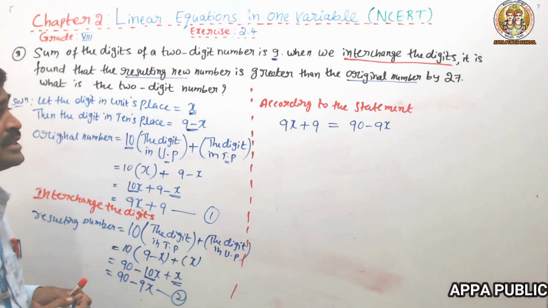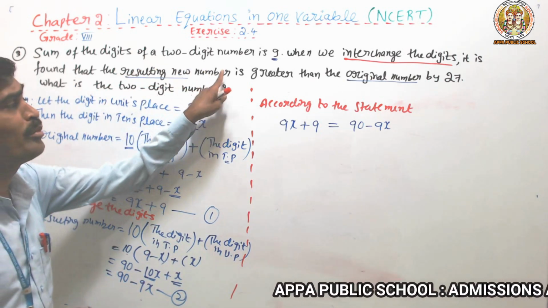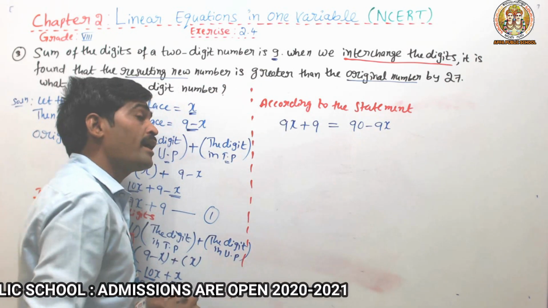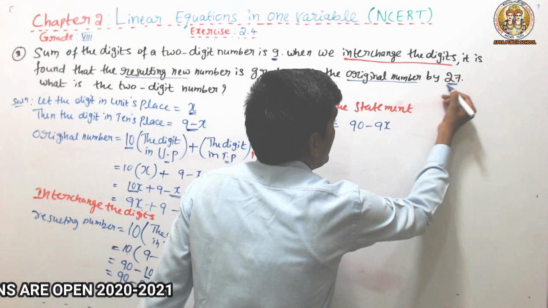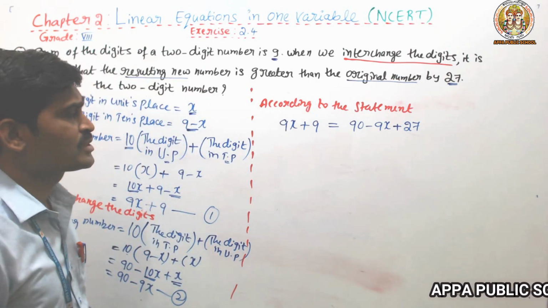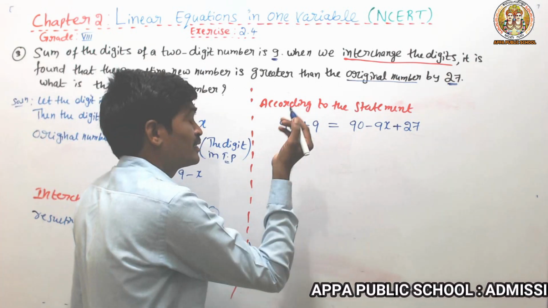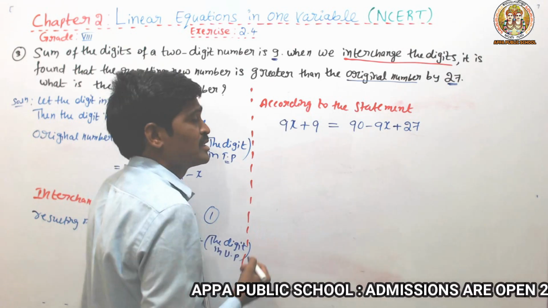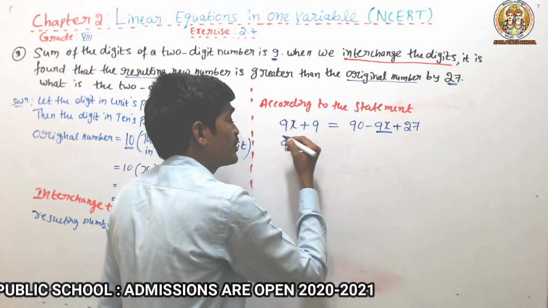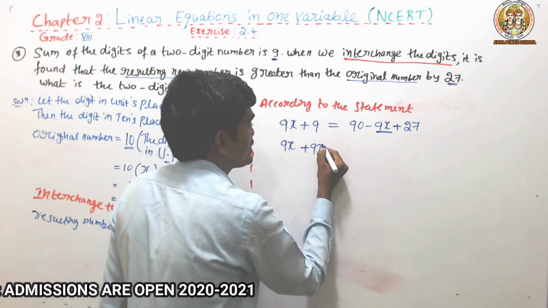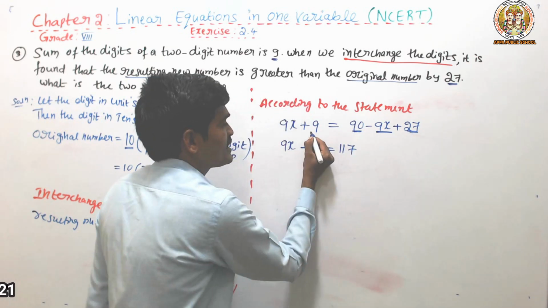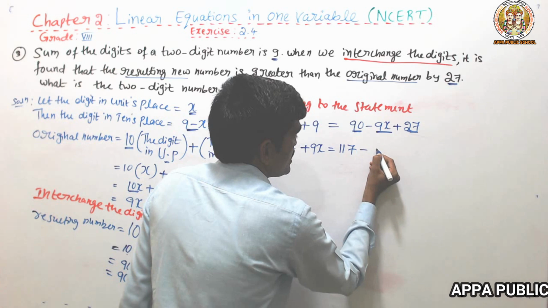They told in the statement, it is found that the resulting new number is greater. Means resulting number, 90 minus 9x, is greater by how much? 27. Greater means plus symbol, 27 we have to add. Understood? Now, my dear students, the problem will become very easy. Just transfer variable and constant terms separately. 9x keep as it is, minus 9x transferring to LHS, it should be plus 9x. 90 plus 27 should be 117, plus 9 transferring to RHS, minus 9.